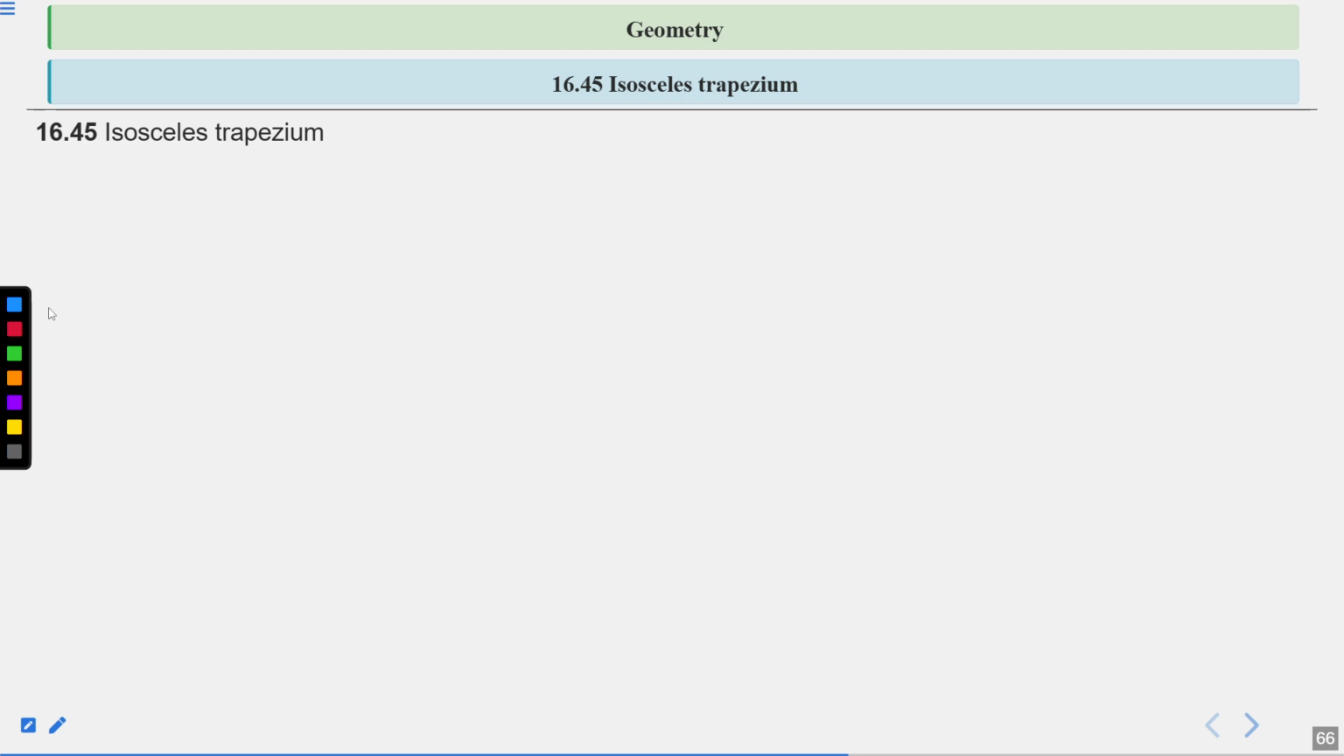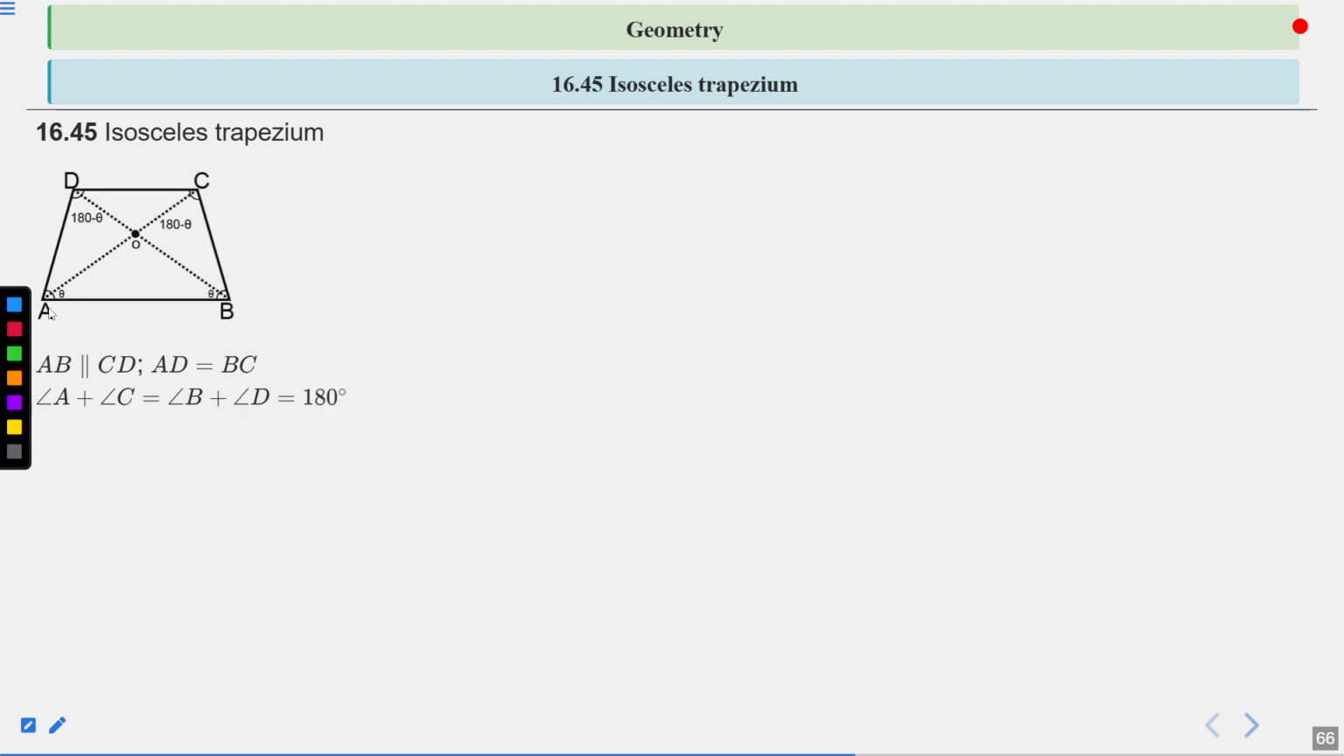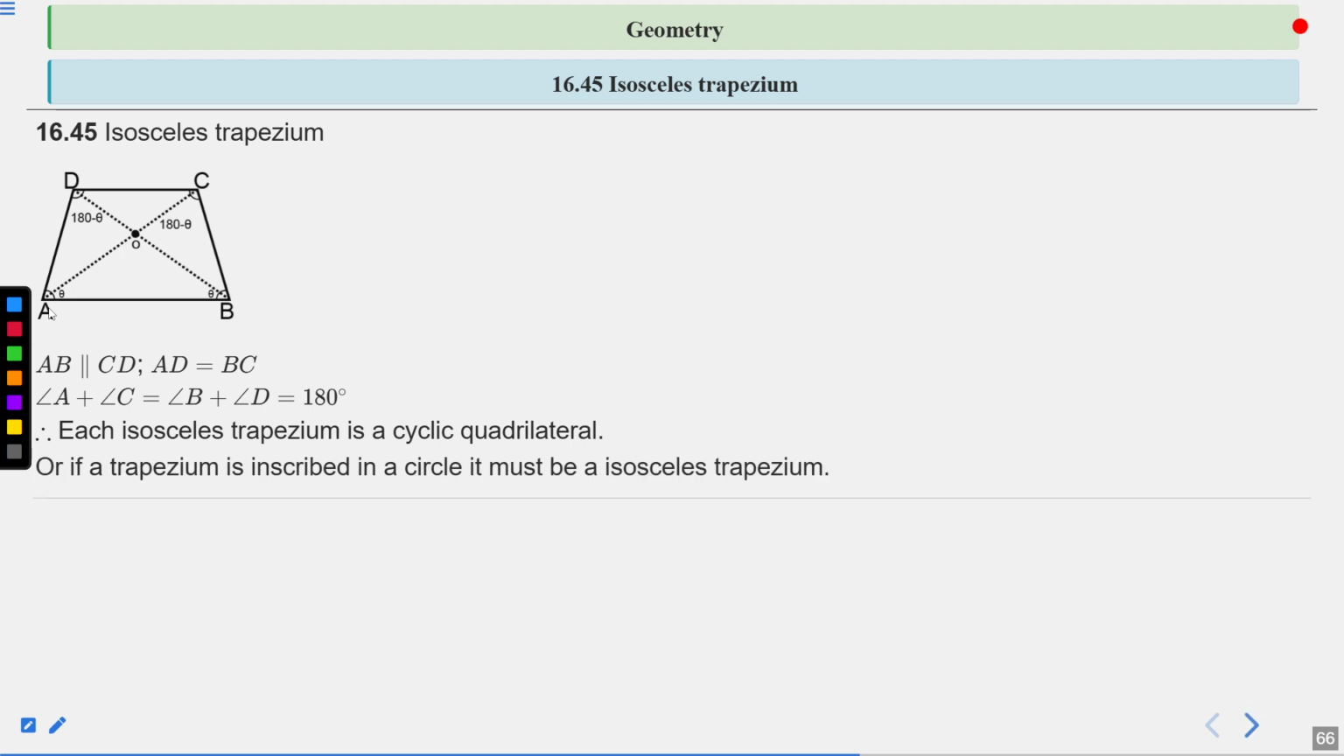Isosceles trapezium. So this is the diagram of the isosceles trapezium. It means the length of AD is equal to the length of BC. So AB is parallel to CD and AD equals BC. So we can say that angle A plus angle C is equal to angle B plus angle D, which is equal to 180. So each isosceles trapezium is a cyclic quadrilateral. Or if a trapezium is inscribed in a circle, it must be an isosceles trapezium.